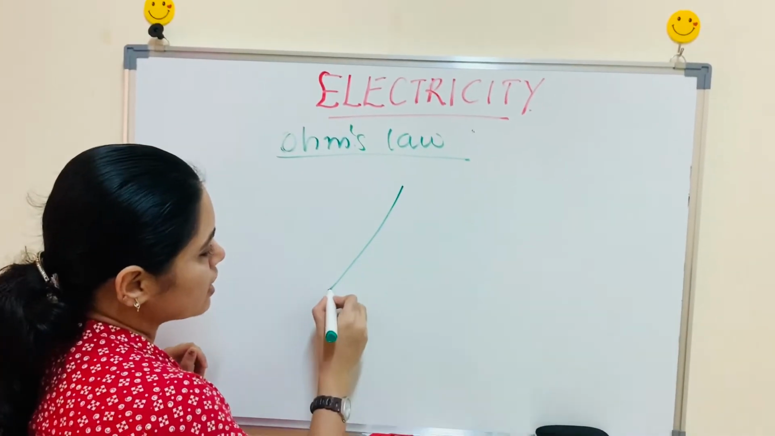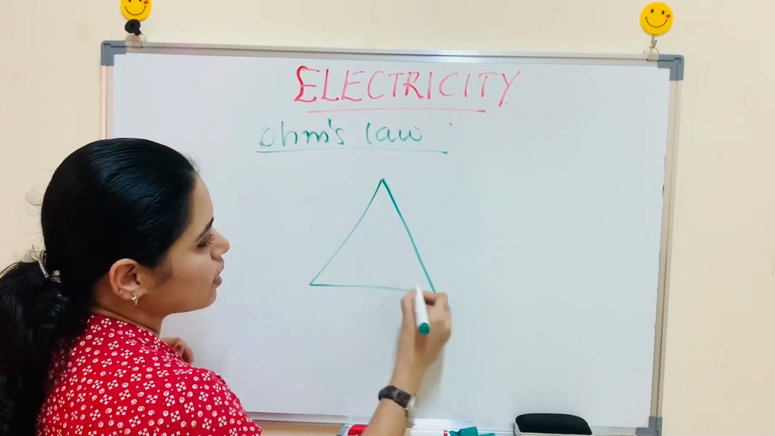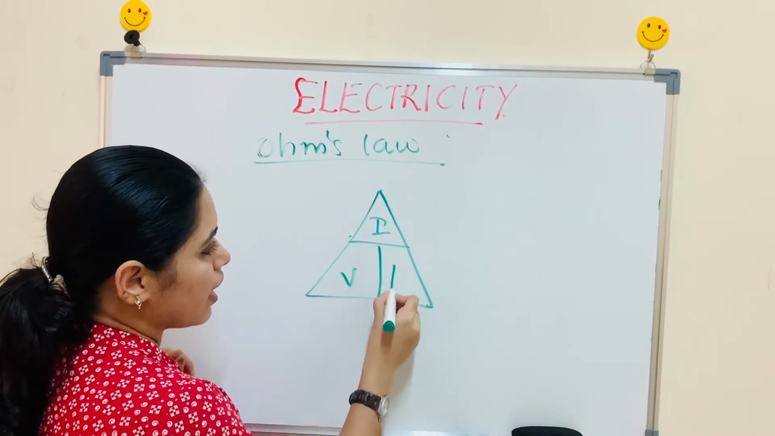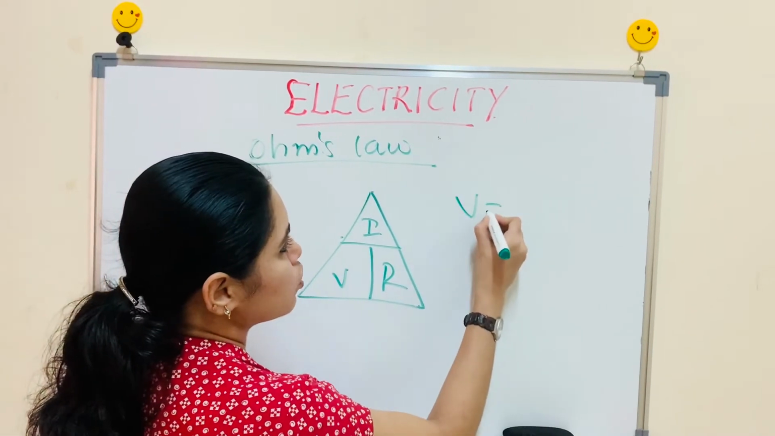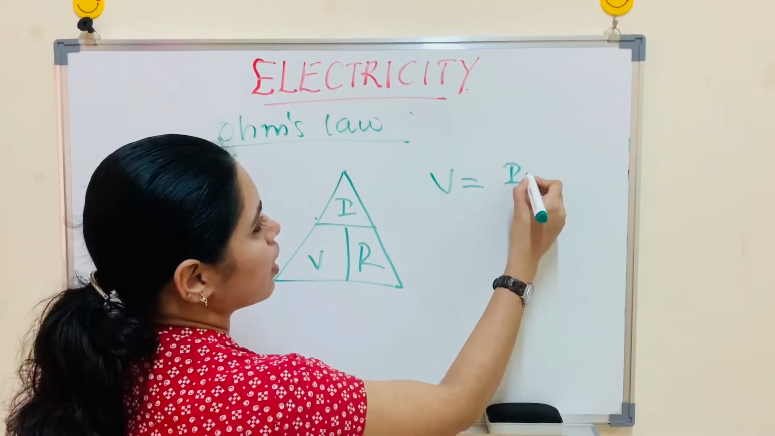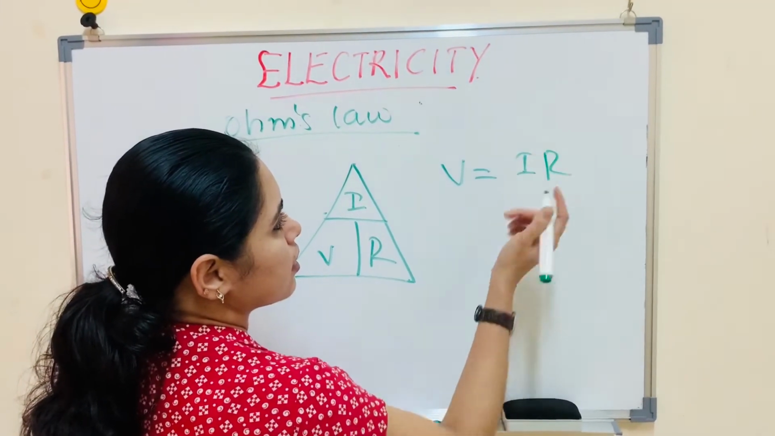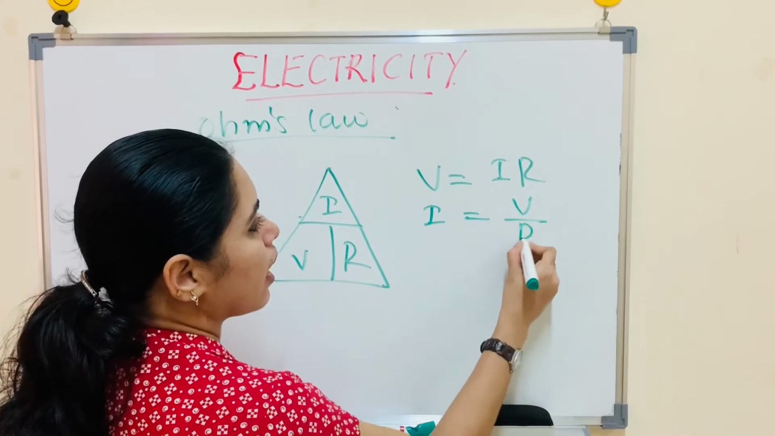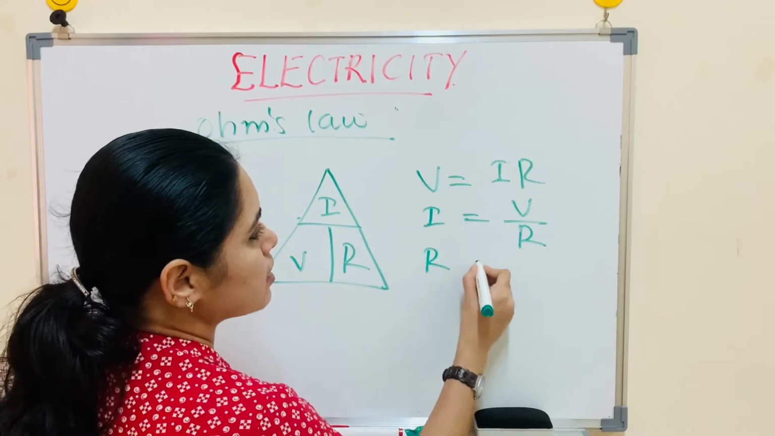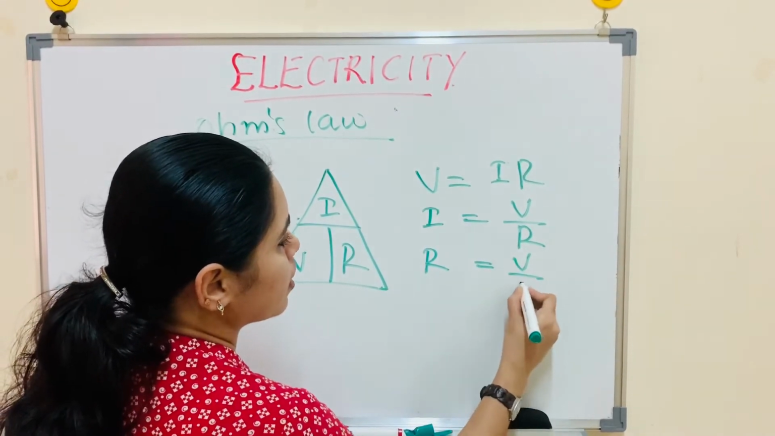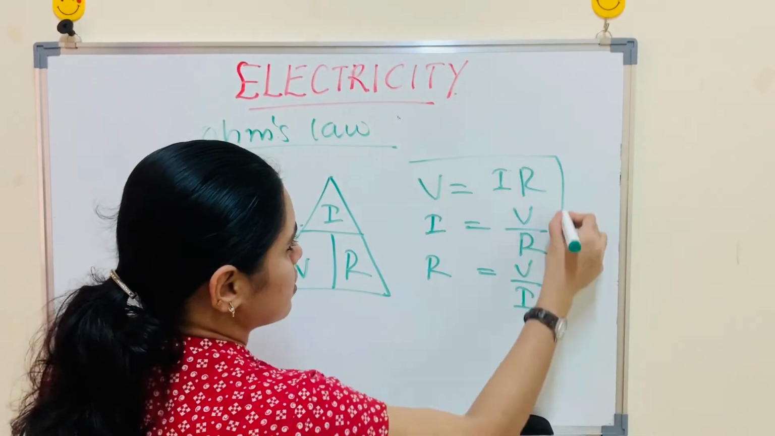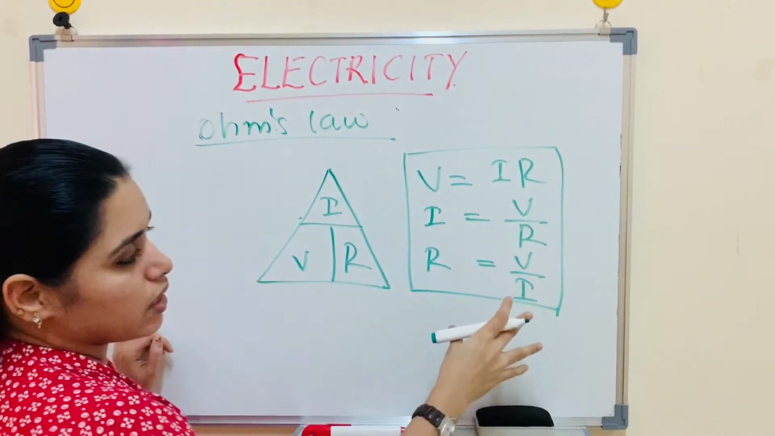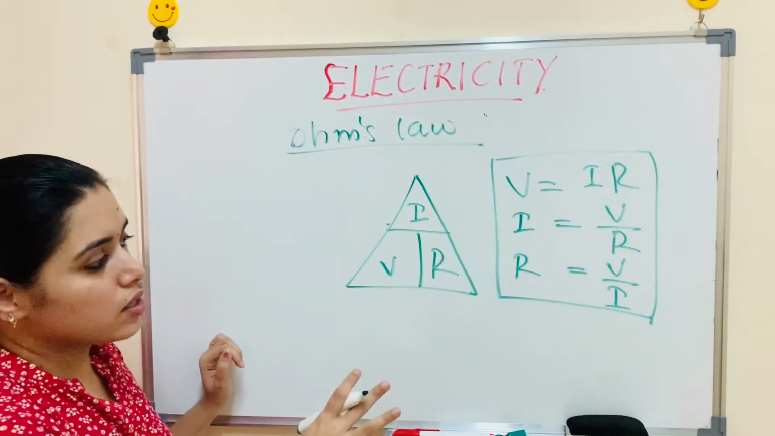Now by using a triangle we can represent all these equations for I, V and R. V is equal to I into R. I is equal to V divided by R, and R is equal to V divided by I. These are the equations for V, I and R. These equations are very important in order to solve the problems.